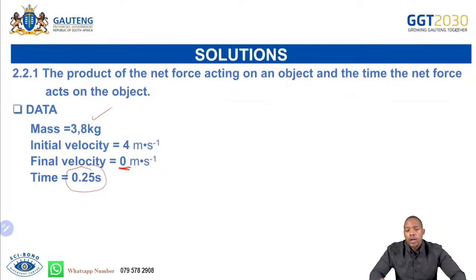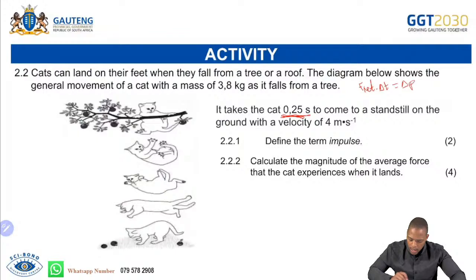0.25 seconds for the cat. So we are talking about now the collision between the cat and the ground. The collision takes about 0.25 seconds, and we are asked to calculate the force that the ground is going to exert on the cat. They say calculate the magnitude of the average force that the cat experiences when it lands. So we're looking for the force that the ground is going to exert on the cat. Very, very important to know what force you are calculating. It's the force on the cat. Okay, so we're looking for the force on the cat.